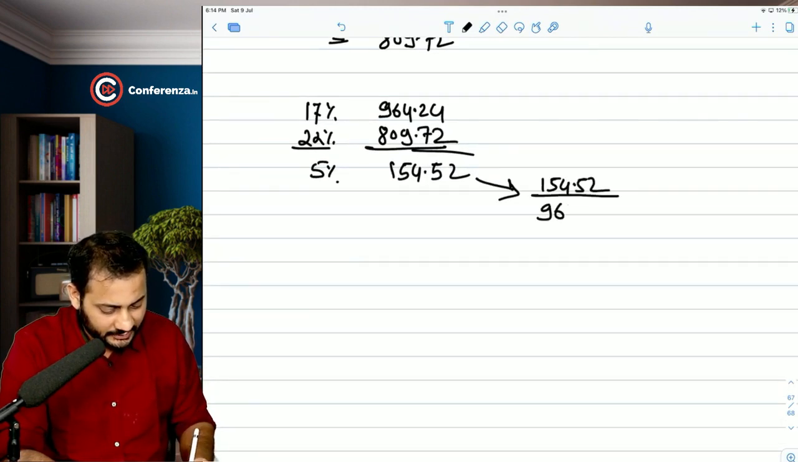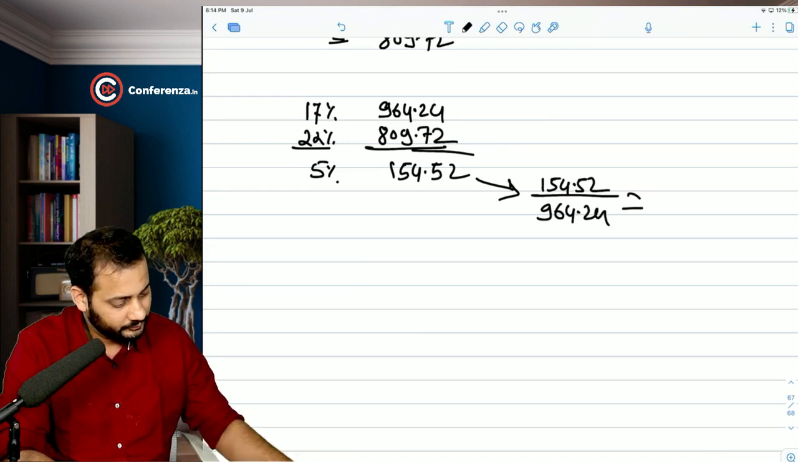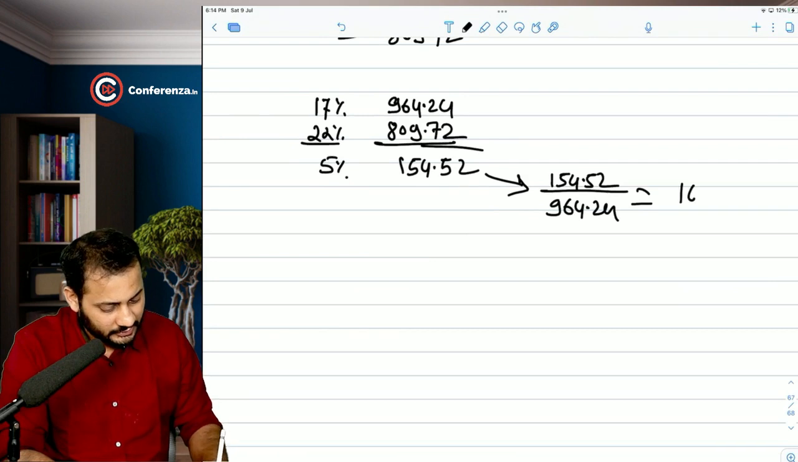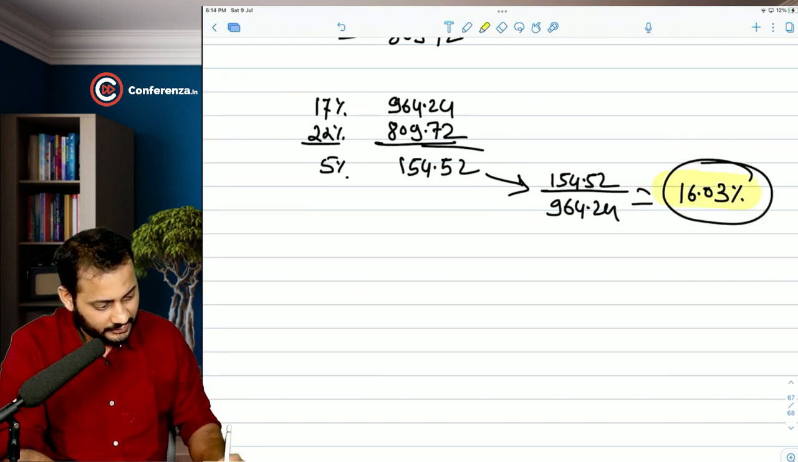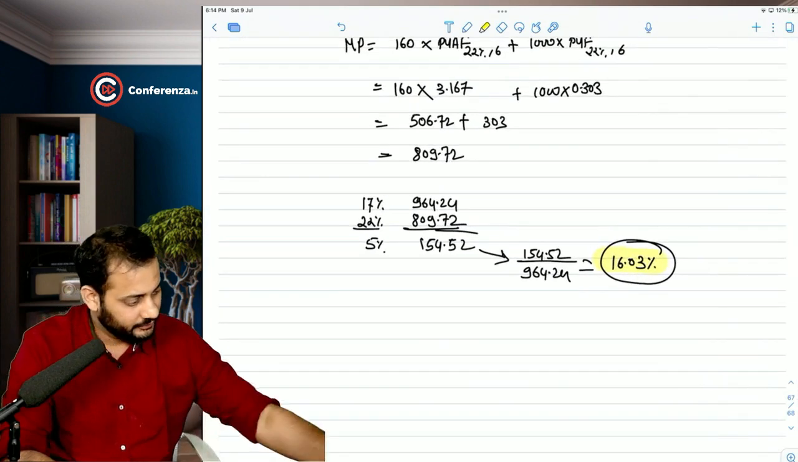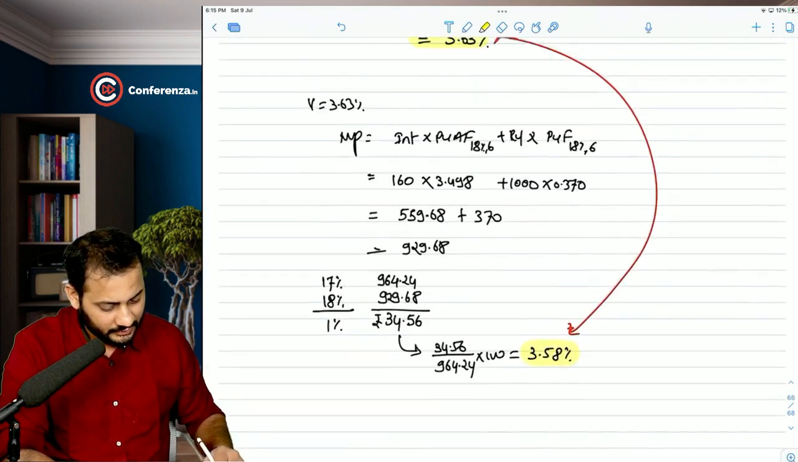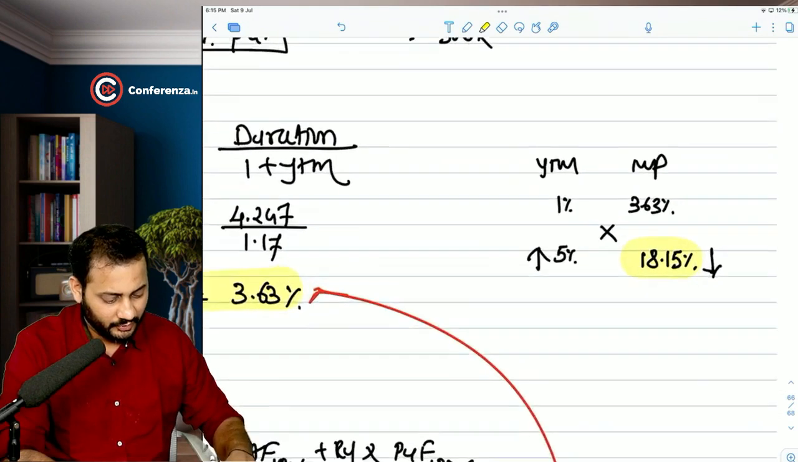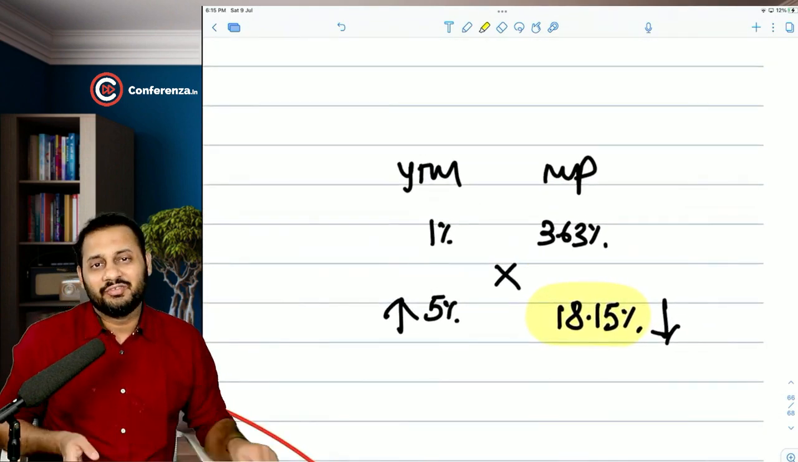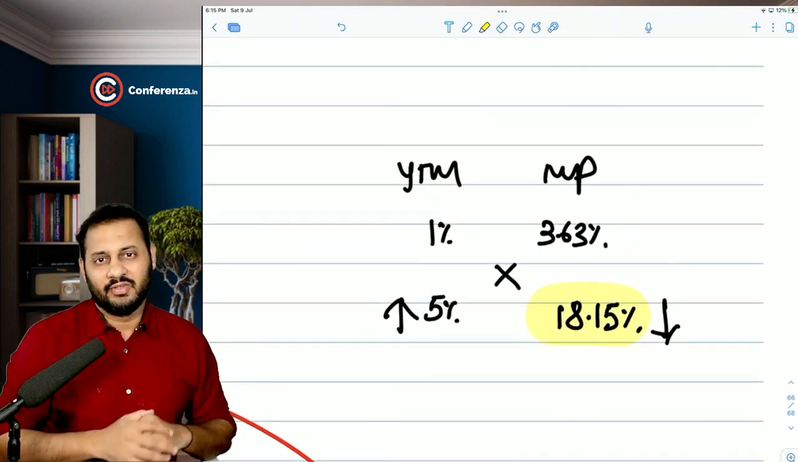How much is this in percentage? 154.52 divided by 964.24. The answer is 16.03%. And your answer according to the volatility was 18.15%.